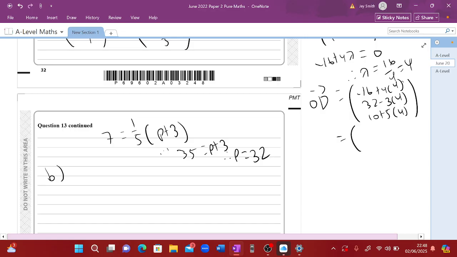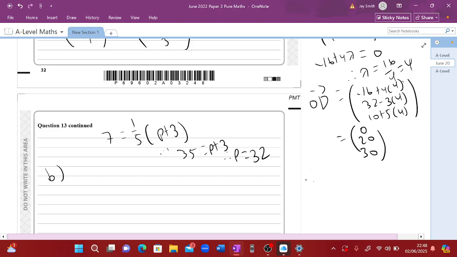Well, yeah, you get 0 for the first bit. Then you get 32 minus 3 of 4, you get 20. And then 10 add 5 of 4, you get 30. So that's that. So now we've got an actual vector for OD.